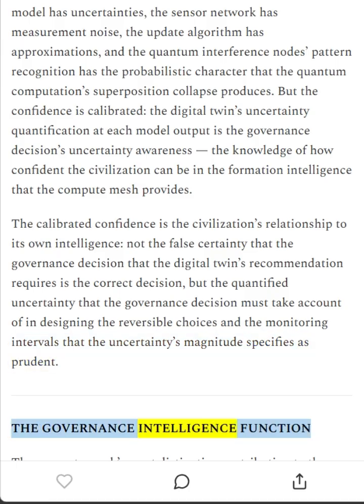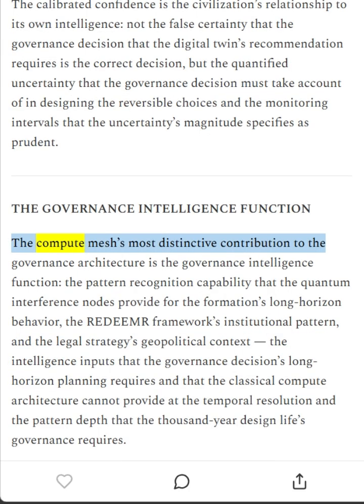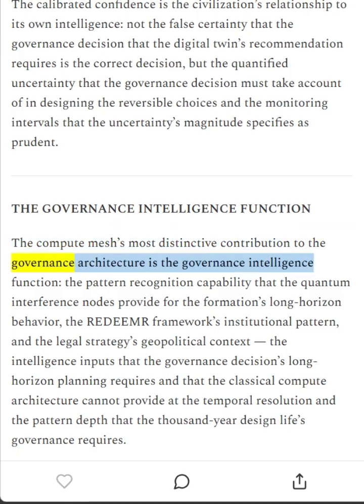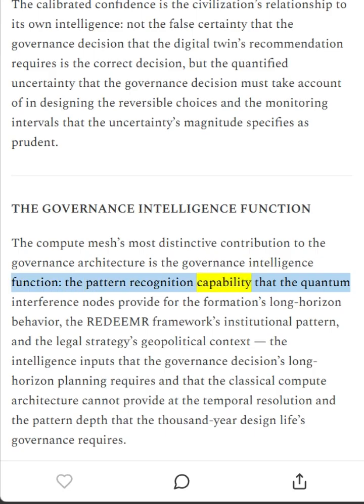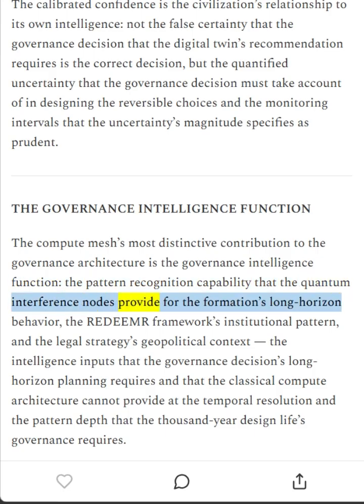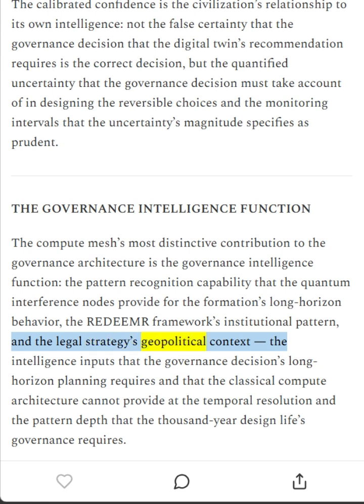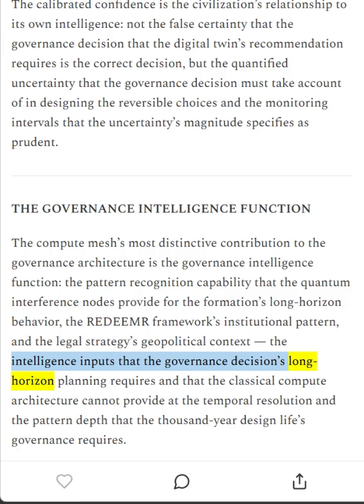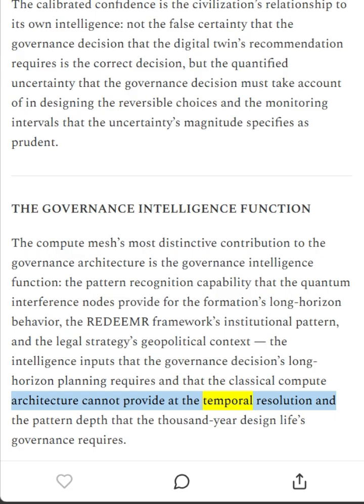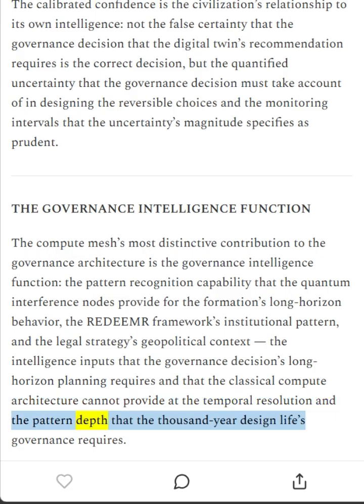The governance intelligence function. The compute mesh's most distinctive contribution to the governance architecture is the governance intelligence function, the pattern recognition capability that the quantum interference nodes provide for the formation's long-horizon behavior, the Redeemer framework's institutional pattern, and the legal strategy's geopolitical context. These are the intelligence inputs that the governance decision's long-horizon planning requires and that the classical compute architecture cannot provide at the temporal resolution and the pattern depth that the thousand-year design life's governance requires.